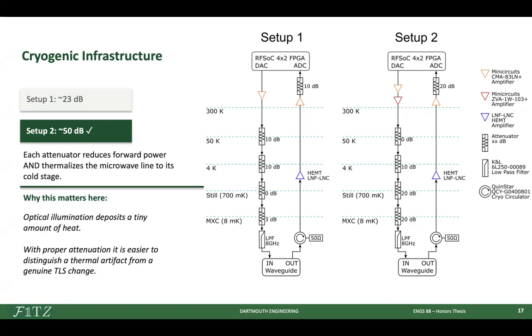And this is important with our optical illumination experiment, because if we were to shine some light with the fiber, we're introducing a little bit of heat. And with proper attenuation, we'll be able to see what's from the fiber, what's an actual TLS ensemble behavior, and not just from our faulty setup.